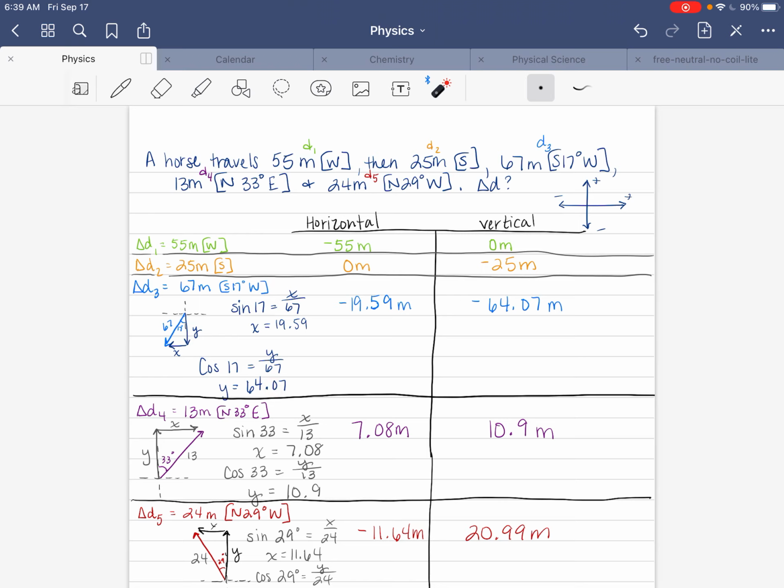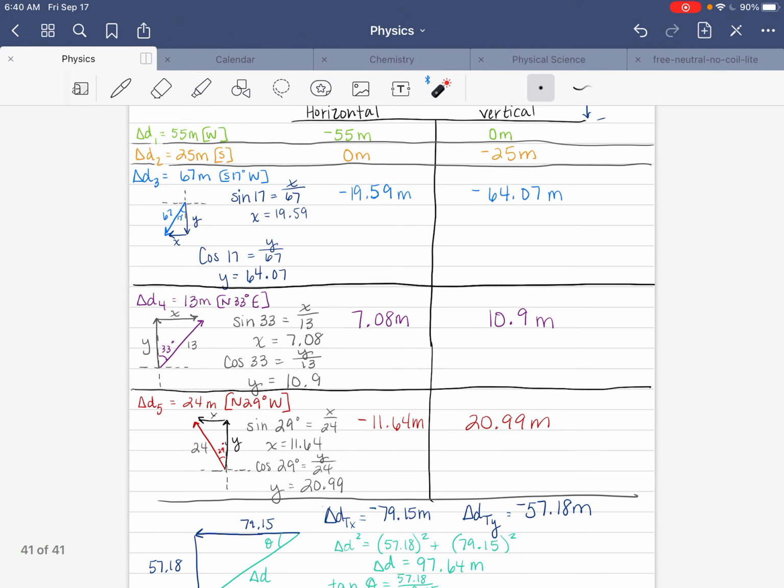When I go to write down the horizontal and vertical aspects, I need to look back at my diagram in order to determine if it's in the positive or negative direction. My x is going to the west, so that would be negative. So I report my horizontal aspect as negative 19.59 meters. And then for my vertical aspect, again, it's in the southern direction, which is negative, so I report it as negative 64.07.